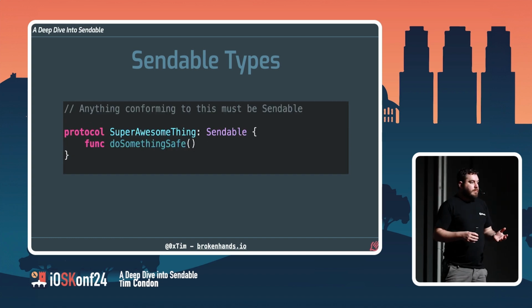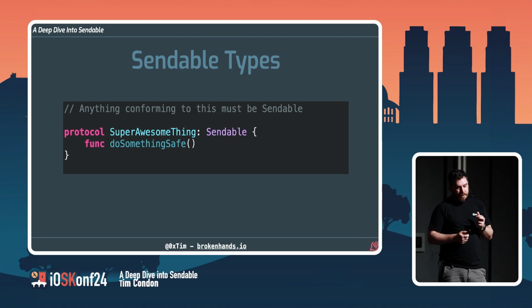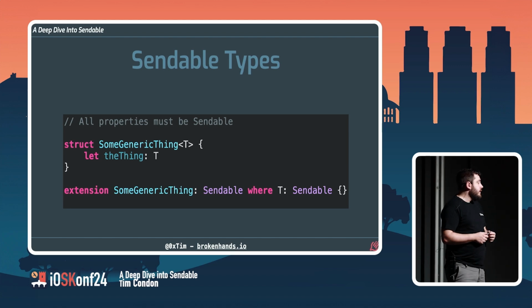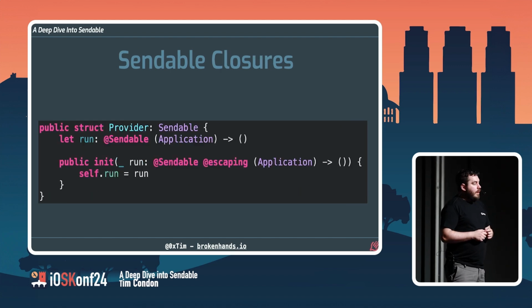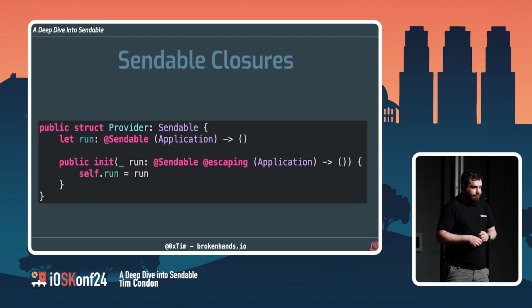Protocols can be sendable as well, because again, it's just another protocol, so you can just conform that protocol to sendable. Generics work in the same way. They're sendable as long as their types are also sendable. So this is how things like arrays and collections work. And you can mark closures as sendable as well, in the same way that we mark them escaping. And the compiler will ensure that anything passed into this closure is also sendable, so that it can be passed around and used in a thread-safe way.